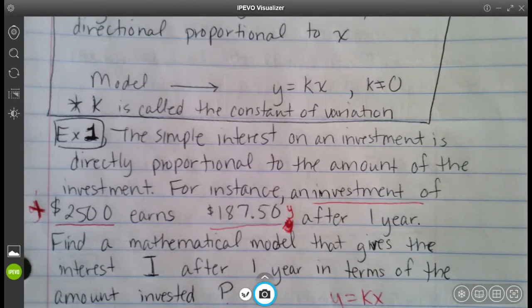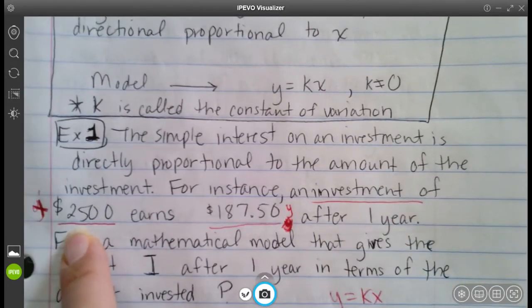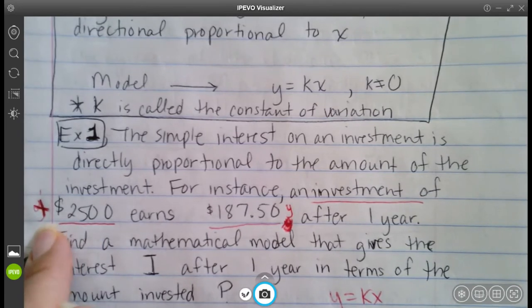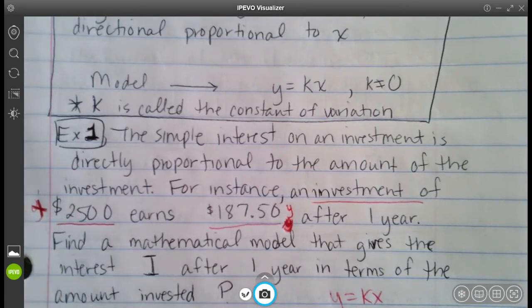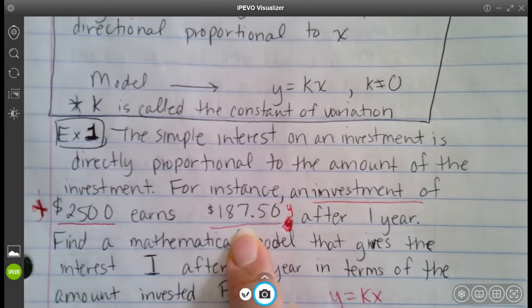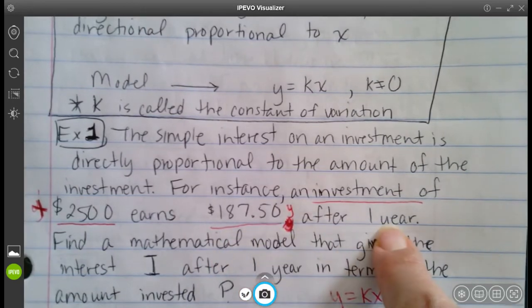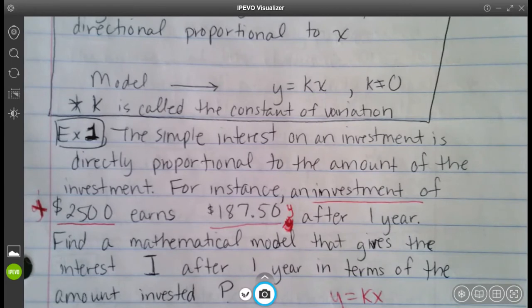So we have: the simple interest on an investment is directly proportional to the amount of the investment. In other words, the interest is directly proportional to the amount we put into it to begin with. For instance, an investment of $2,500, think of this as your x, how much we put in, earns $187.50 after a year.